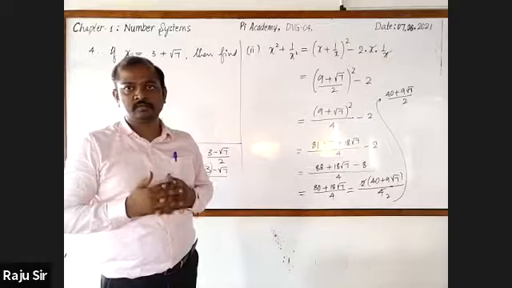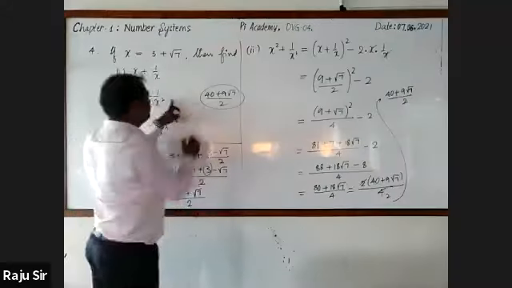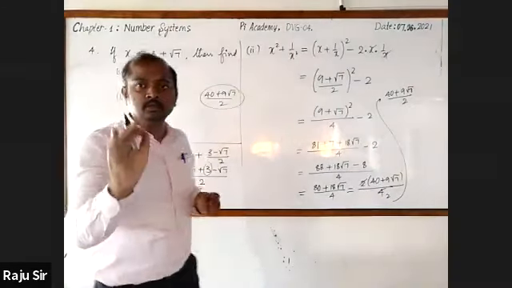Got it? Sir, we can cancel. Plus 9 root 7 by 2. This is the value of x square plus 1 by x square. Do you have any doubt?